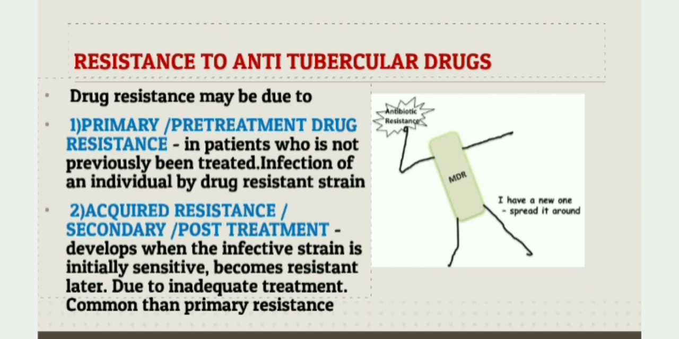It occurs when a person is exposed to drug resistant strains of the bacteria. Then the acquired or secondary or post-treatment resistance usually occurs due to inadequate treatment. It is the most common cause of drug resistance. It develops when a particular strain of bacteria was sensitive to the drug but now it is resistant, not sensitive. So it is more common than the primary resistance.